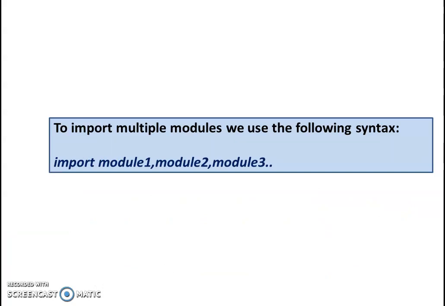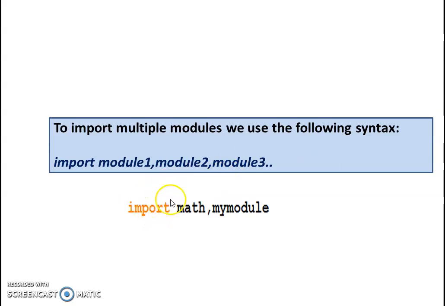So far we have imported only one module in Python code. We can also import multiple modules, and to import multiple modules we write import and then we write modules names, and modules names are separated with comma. We write first module, then comma, then second module, and so on. So in this way we can import multiple modules in our Python file.